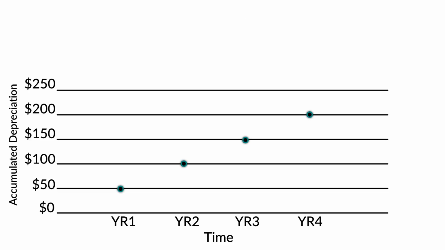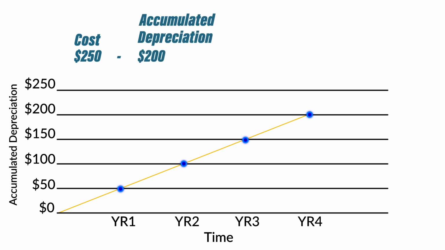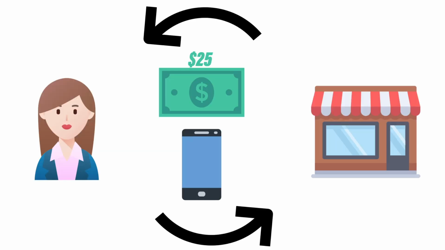Now, if you sold your cell phone after 4 years of owning it instead of 5, then it would have accumulated depreciation of $200. Since the cost was $250 and your accumulated depreciation is $200, then it is worth $50. If you sold it for $25, then you're getting $25 for something that is worth $50. Therefore, it would be a loss of $25.